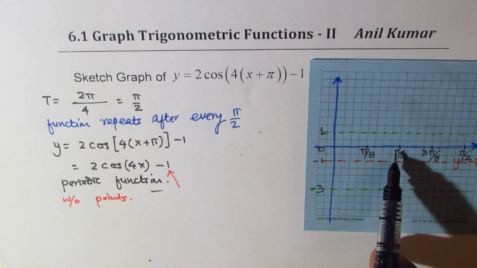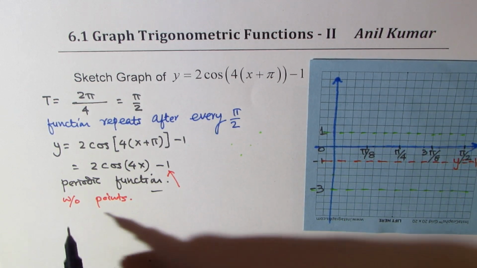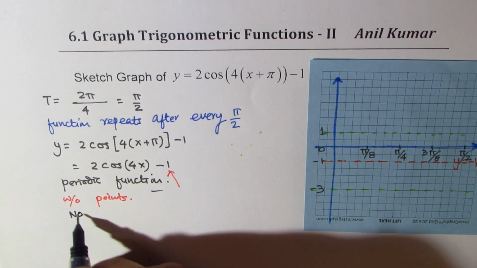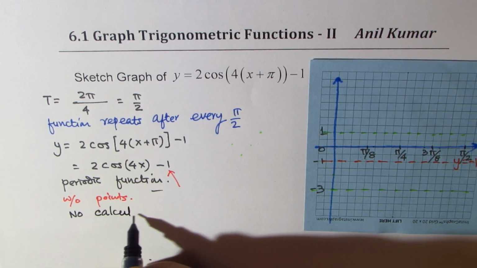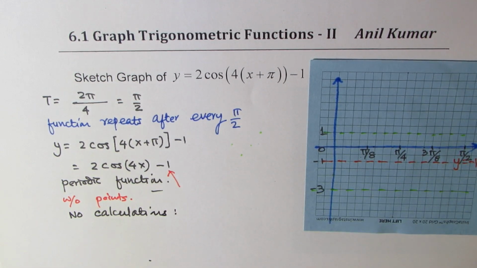So we got our points on the x-axis. Do you see no calculations? So what we are doing is without points, no calculations. So this is extremely efficient technique. Let's move forward. So what do you do next?